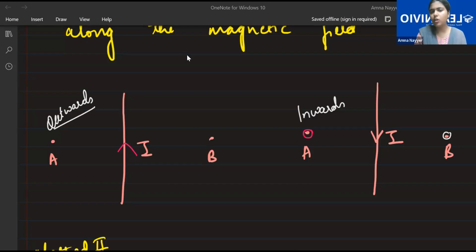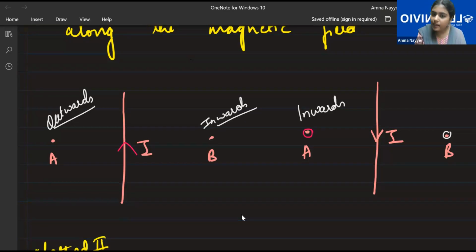No, not anti-clockwise or clockwise. Okay, because for anti-clockwise and clockwise, that is a circular part. For that, I'll tell you. Circular one has a different method. This is just for straight wire. This will be inverse.